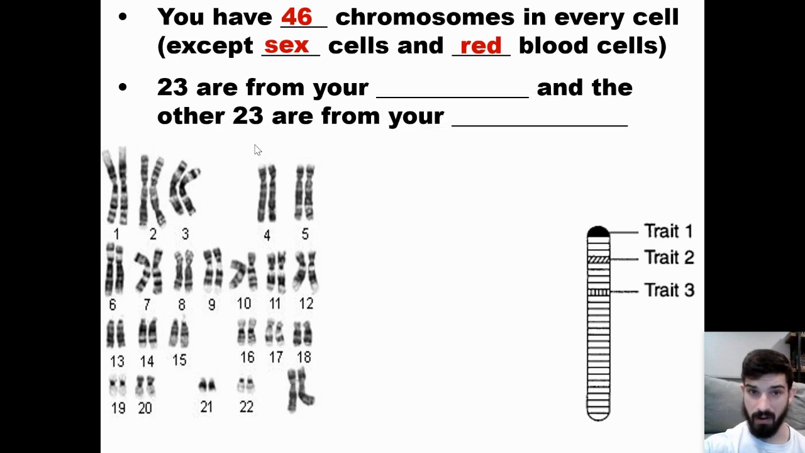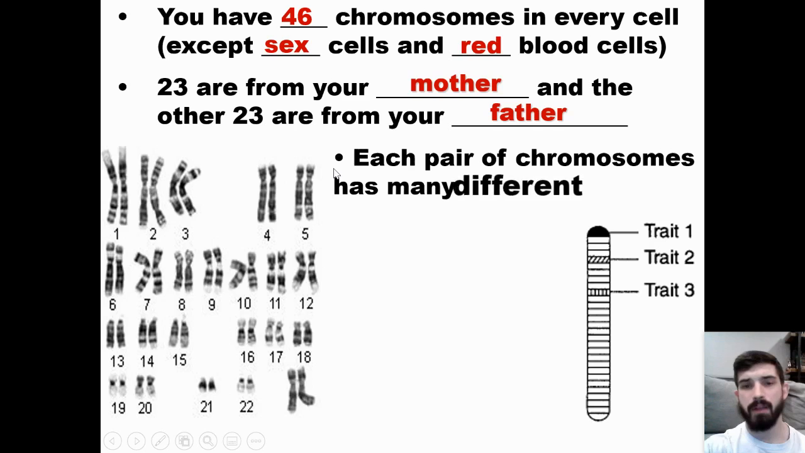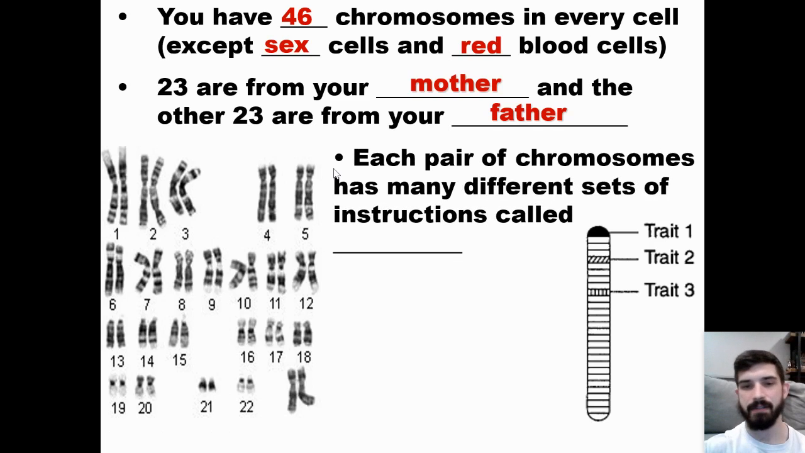23 of those are from your, do you want to take a guess before I put it? Let's see if you got it right. 23 are going to be from your mom, and the other 23 are going to be from your dad, right? Your biological parents. And each pair of chromosomes has a bunch of different sets of genes.